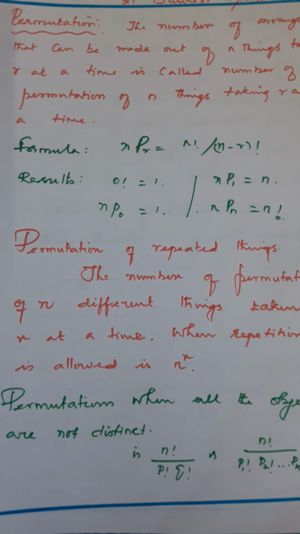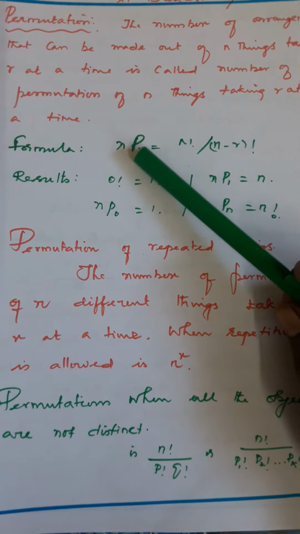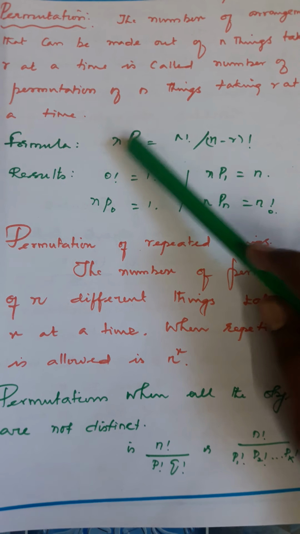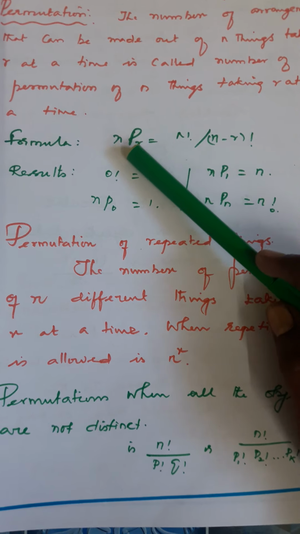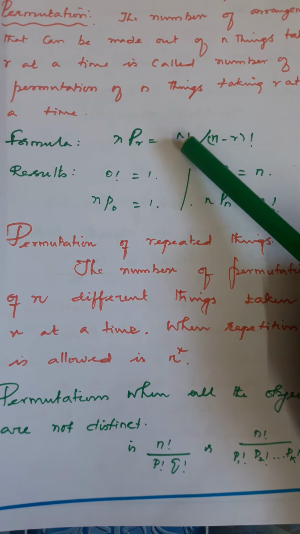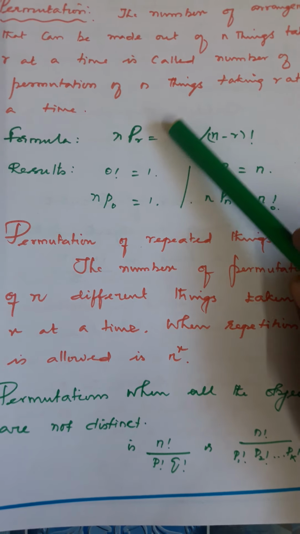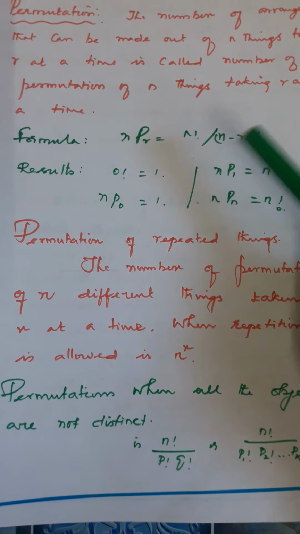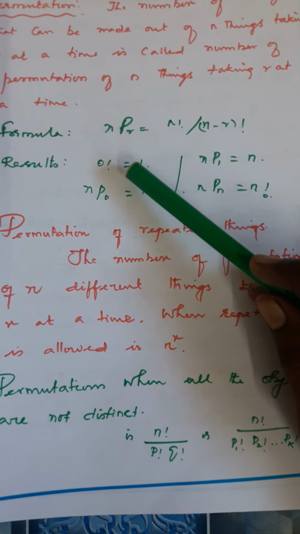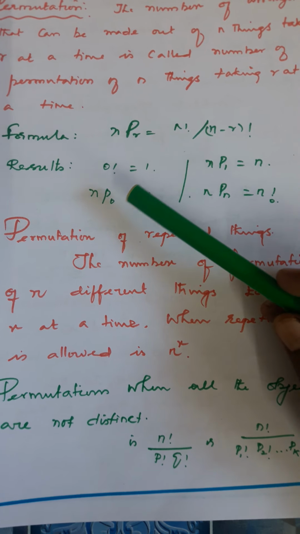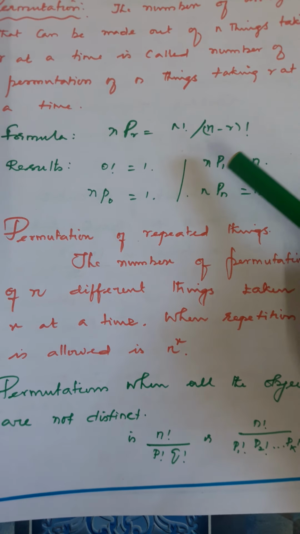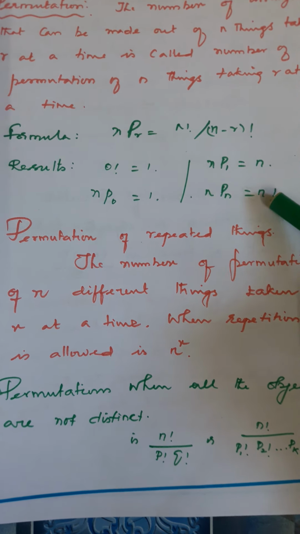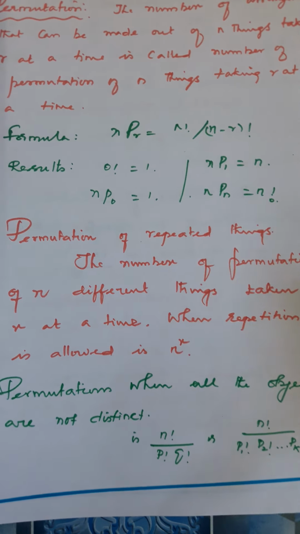And what is the formula for permutation? The notation is nPr. You have n pens and you are selecting or arranging r. So the formula is n factorial divided by (n minus r) factorial. Here you have the results: 0 factorial is 1, nP0 is 1, nP1 is n, and nPn equals n factorial. These are all 1 mark questions.